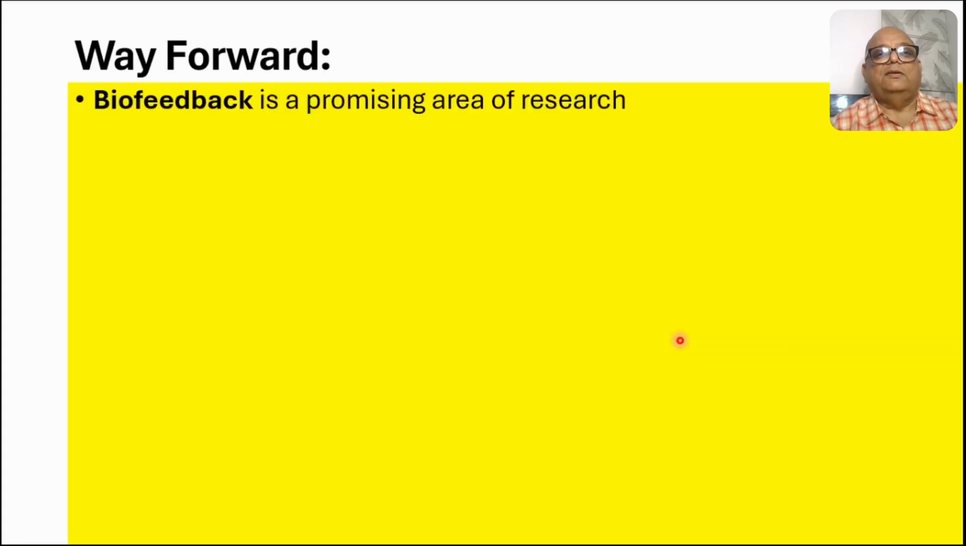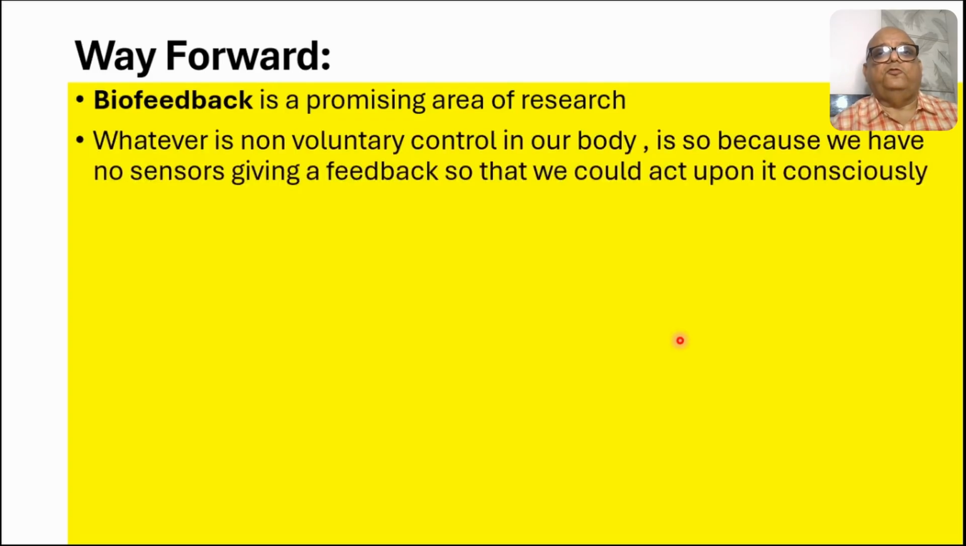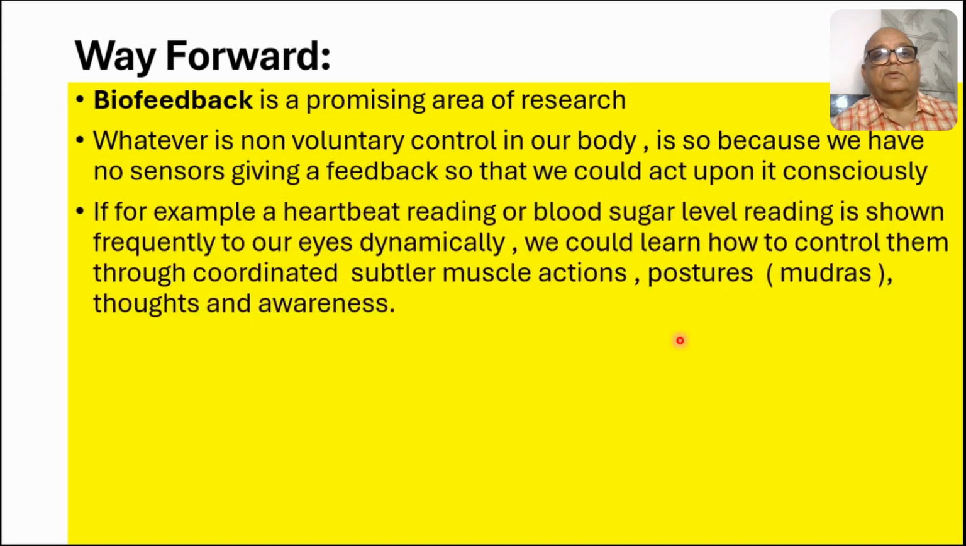What does what? Okay. So the promising thing is that we are not able to learn these things because there is no feedback. So there is an important area of biofeedback. It's a promising area of research. And what is biofeedback? Whatever non-voluntary controls are there in our body, they are non-voluntary because we have no sensors giving us feedback that we can act upon consciously and control. If, for example, we have a reading of our heartbeat in front of our eyes, we will learn how to control the heartbeat. So also, yes, controlling blood sugar. If blood sugar is shown in front of our eyes all the time, we will learn how to control it.